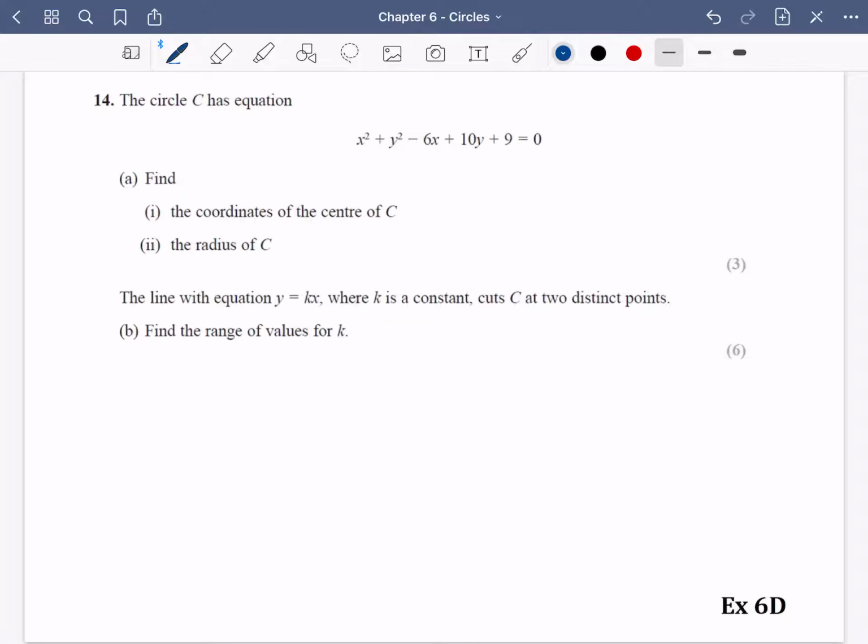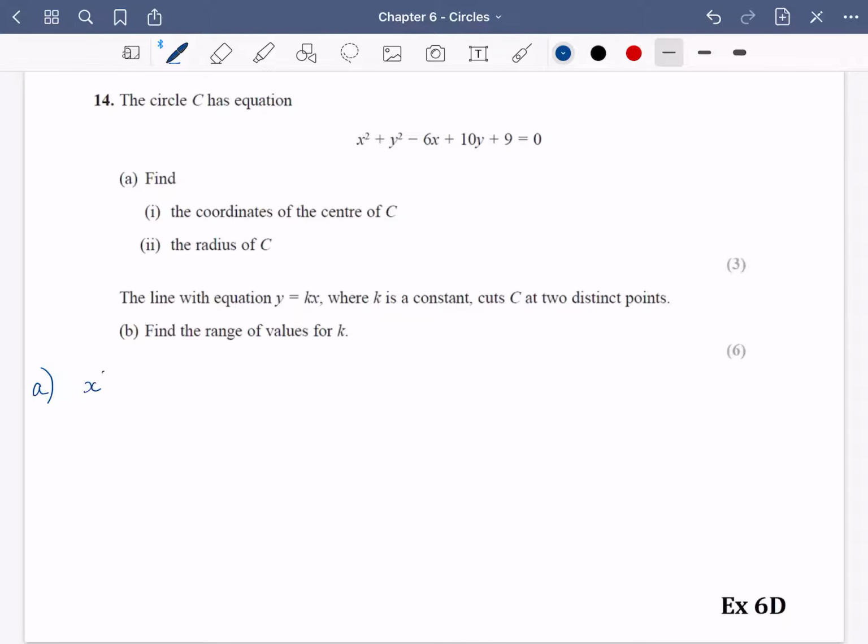Okay, so we have this equation of a circle that's written at the top, and for part A, it wants us to find the center and the radius. And when it's written like this, 1 and 2, it doesn't really matter which way round you do this. They don't look for it in a particular order when they're marking it. So let's just go with part A. We'll write it all together.